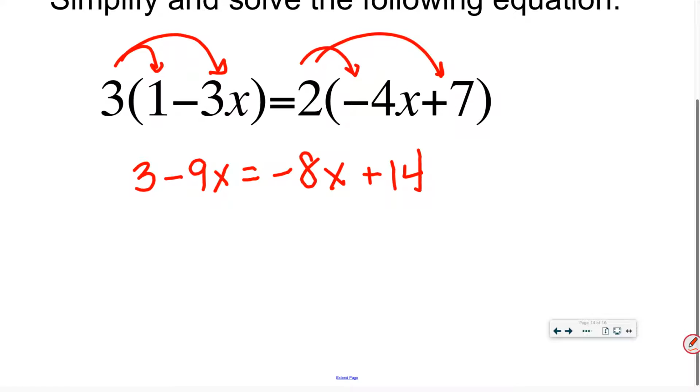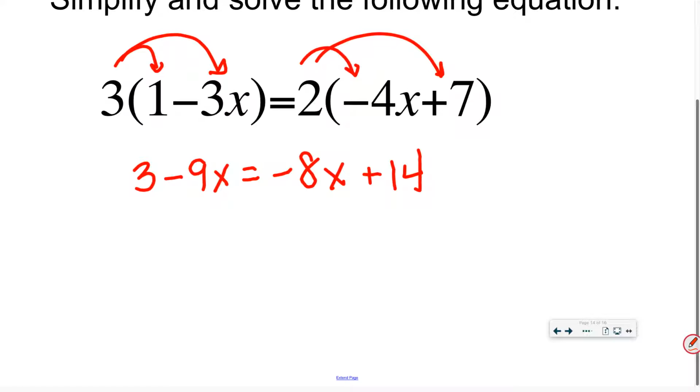What you're used to doing in 7th grade and even last week was identifying what's happening to our variable and then undoing it, which is what we ideally want to do. The problem right now is that we have variables on both sides. What do we need to do first, just in words? What do we have to do with those variables? Get them on one side. We want to isolate our variables to one side of the equation.